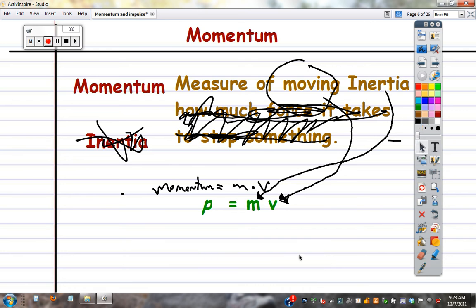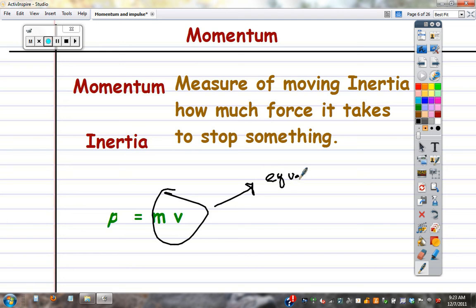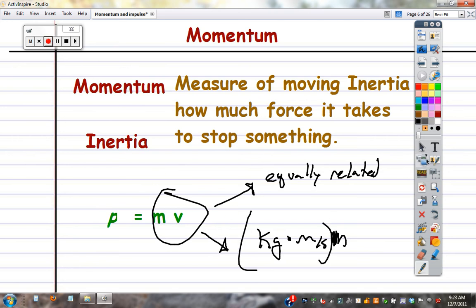Also that you need to know about this formula, let's clear this up, looking a little messy. These are equally related. If mass doubles, momentum doubles. If velocity doubles, momentum doubles. So they're equally related, and the units are kilograms mass times meters per second velocity. So we'll see in a little bit that you just leave the answers like that.